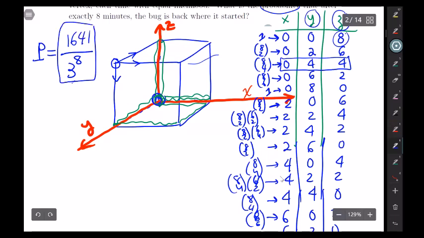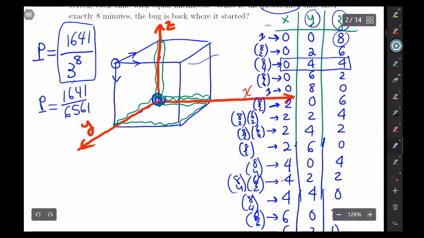3 to the 8 was, okay, let me check my calculator. 3 squared, 6,561. So the answer is, well, obviously you can simplify it, but I won't. 6,561. All right, so that's the desired probability.